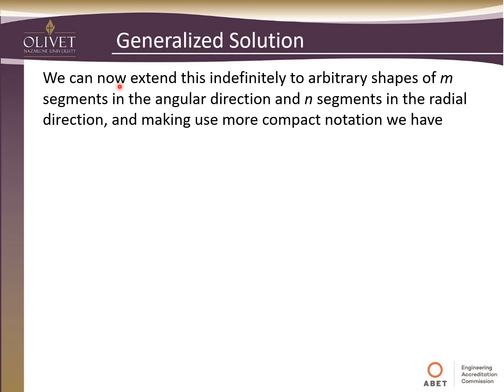So using this, we can now extend this indefinitely for arbitrary shapes of M segments in the angular direction and N segments in the radial direction. Okay, so again, M is the segments in the angular direction, so how many angles do you have all the way around? If it's 60 angular slices evenly done, that's what M would be, and N is the segments in the radial direction, so how many cuts. So here we just had A and B, but we can do C, D, and E.